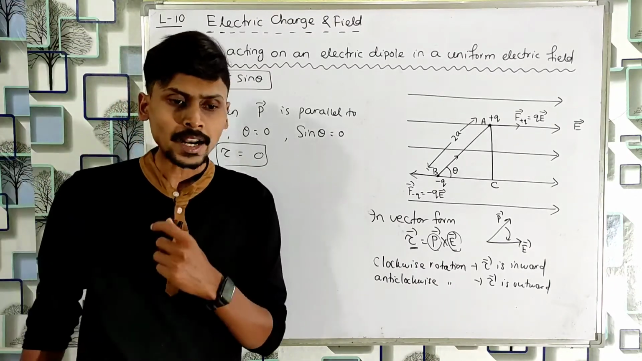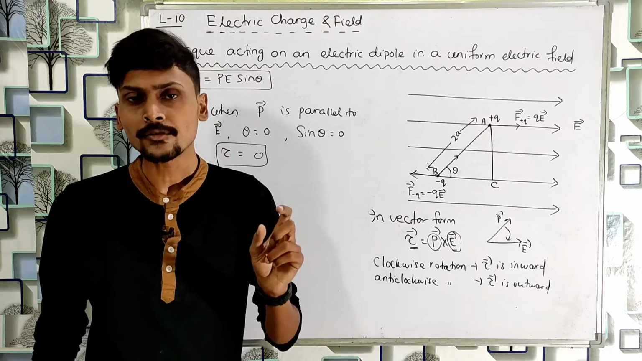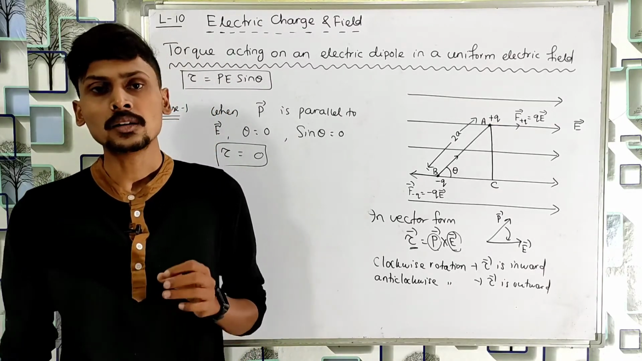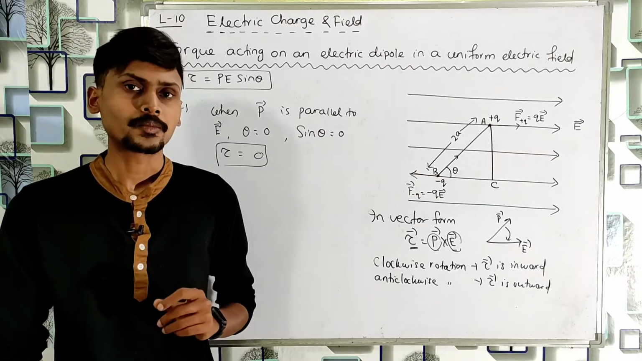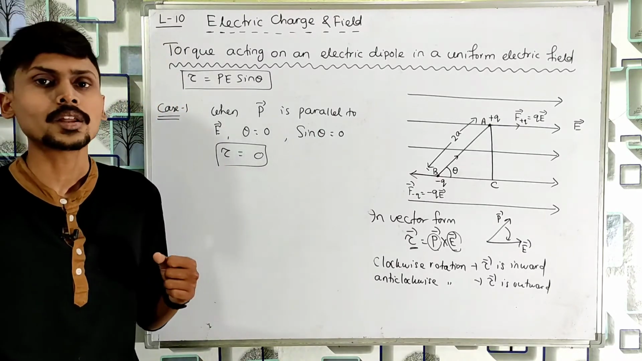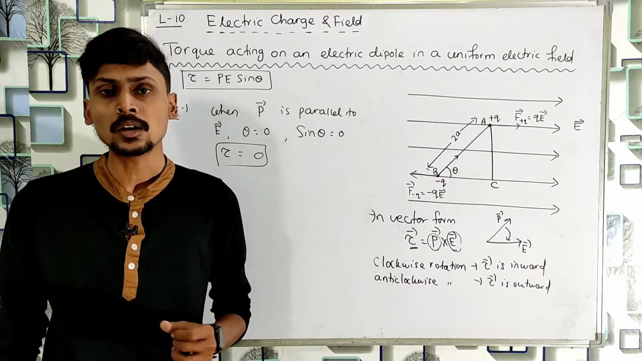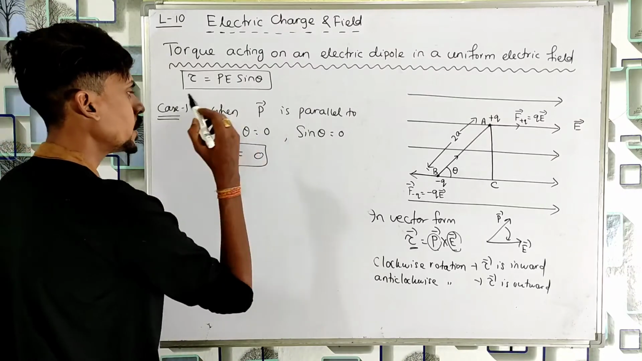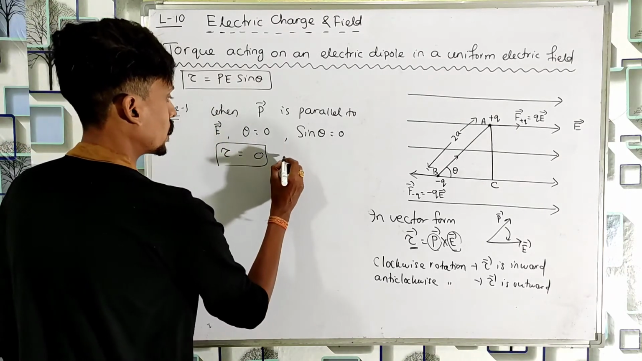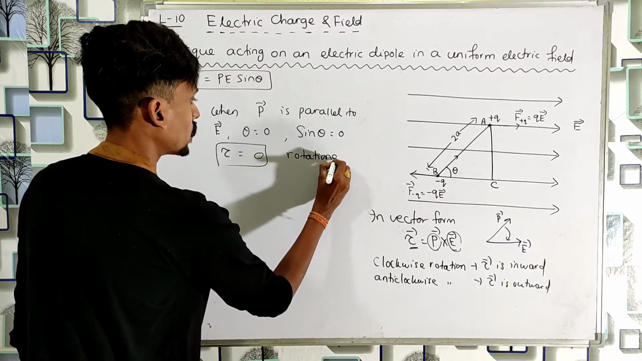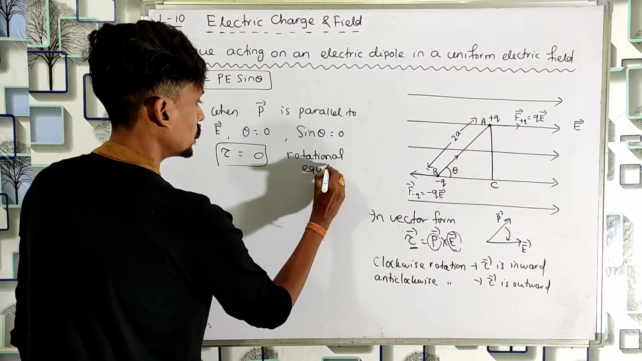So remember that whenever there is no net force on a body, the body is said to be under translational equilibrium. Similarly, if there is no torque acting on a body, the body is said to be under rotational equilibrium. So when the dipole moment is parallel to the electric field, the dipole will be under rotational equilibrium.